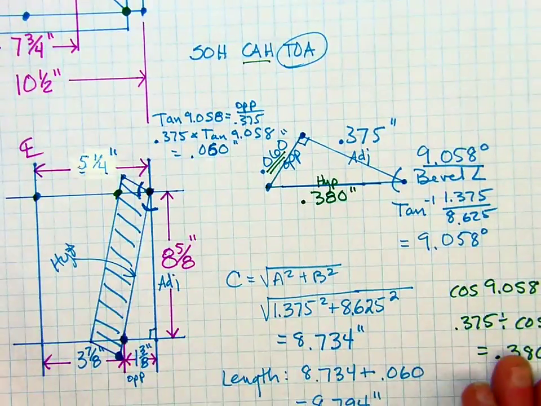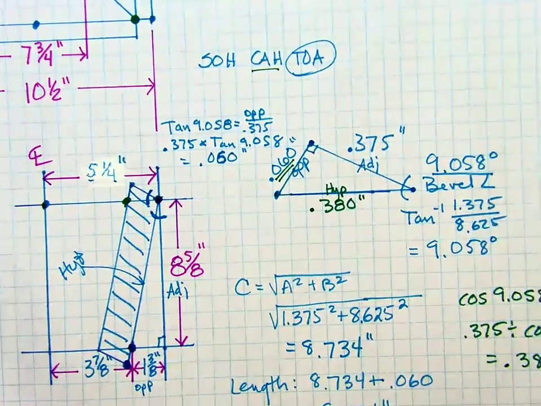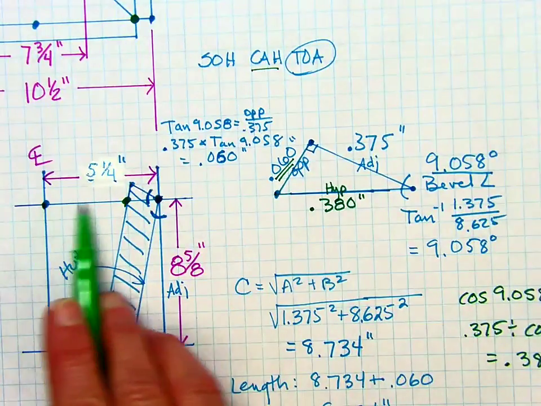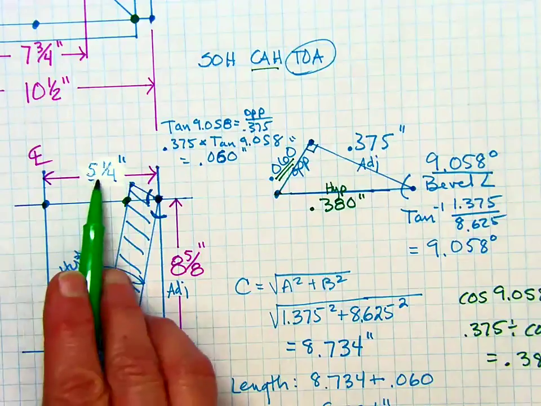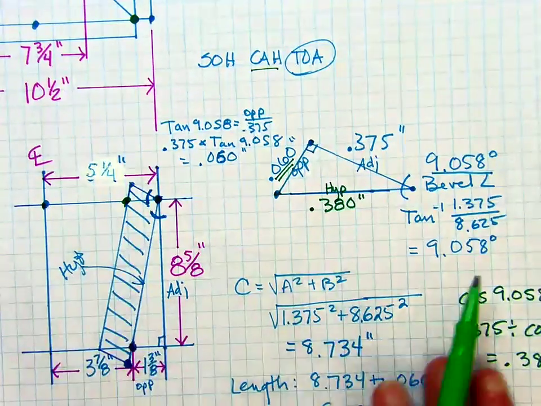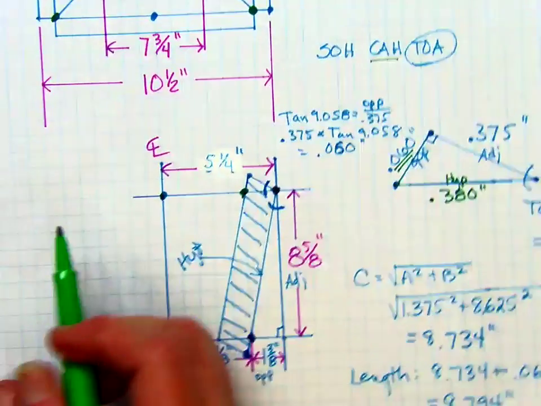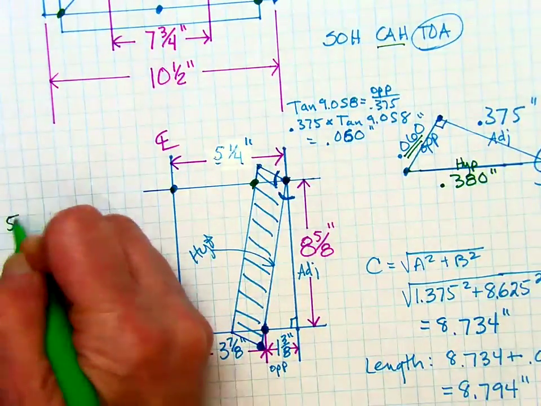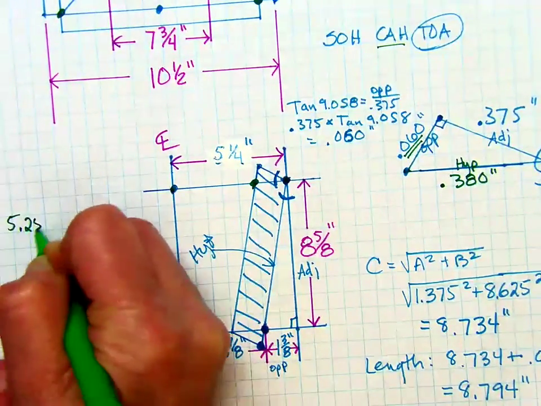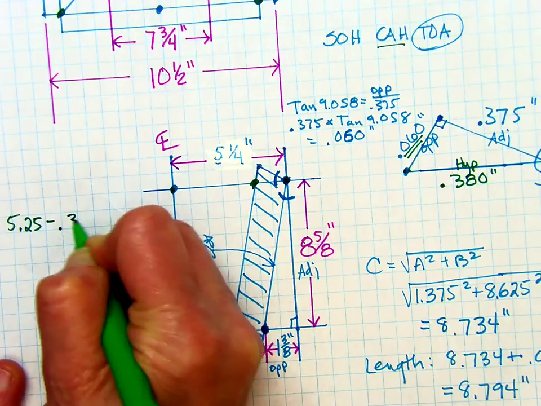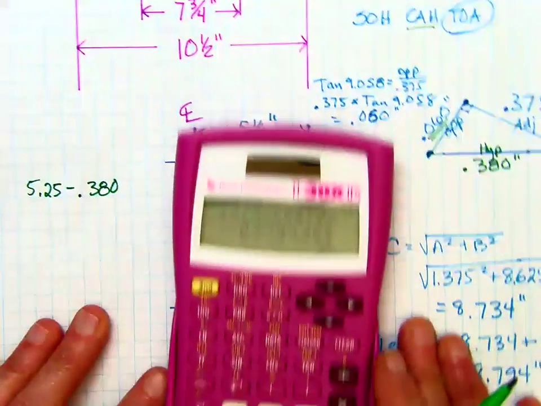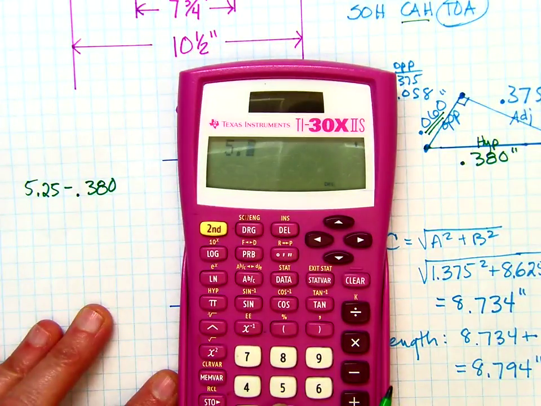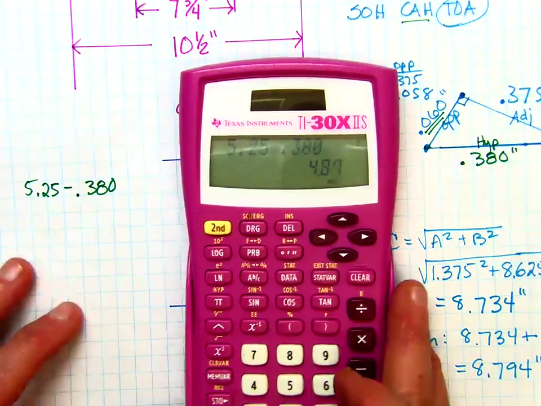Okay, let's go back, review what we did. We wanted to figure out that number so we can take it away from 5 1/4. I'll do that over here. I get 4.87.